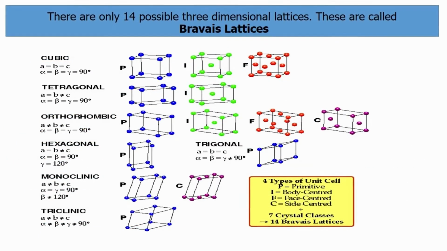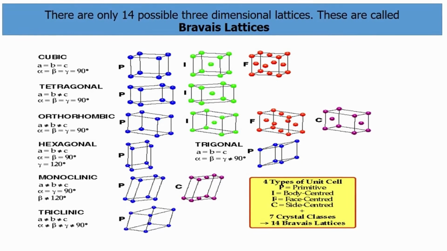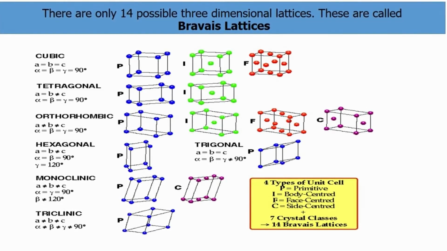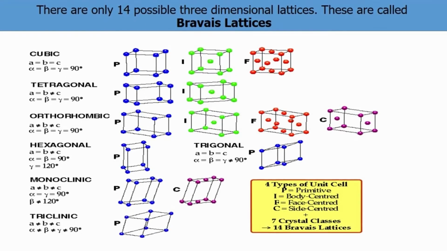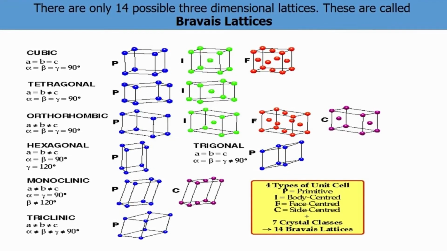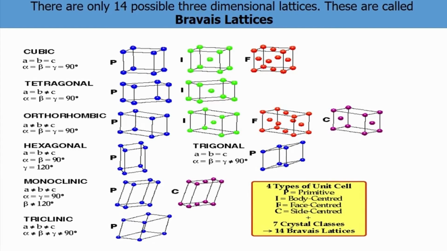There are 14 possible three-dimensional lattices known to us. These lattices are named after the French mathematician who discovered them. Thus, they are known as Bravais lattices.